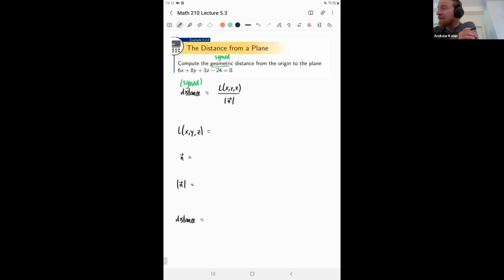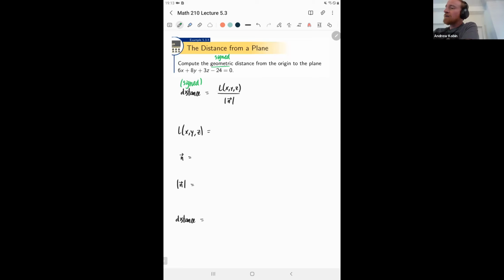So you can double check that the origin is not already on this plane. If you plug in x, y, z equals 0, then we'll get negative 24 equals 0. That's invalid, so the origin is not a point on this plane, and therefore it has some positive distance to the nearest point on this plane, which we can compute using this distance formula.